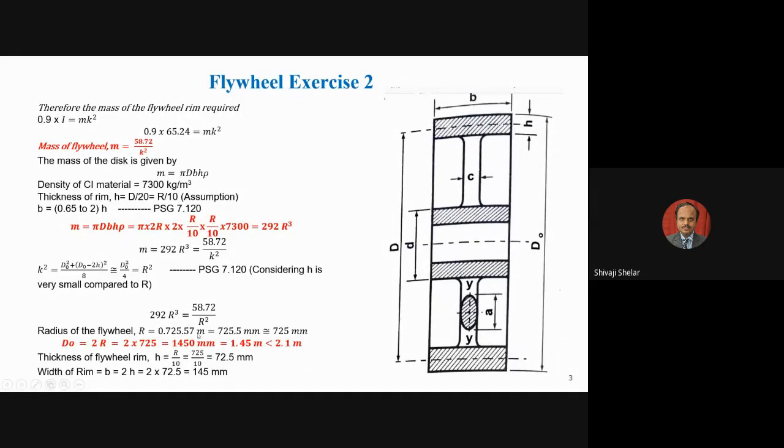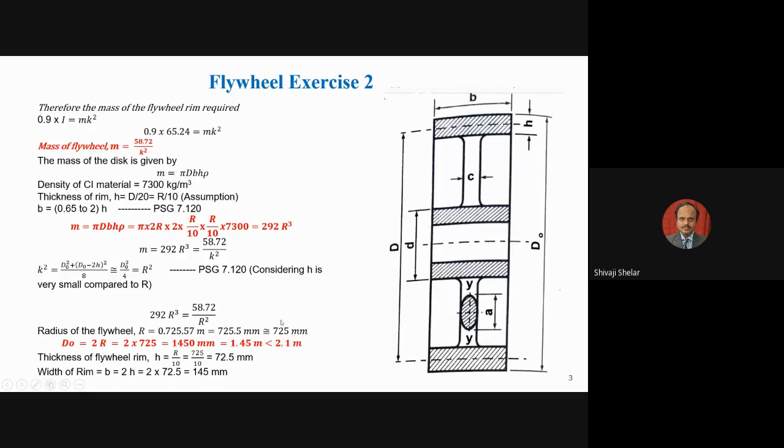If you take r square on this side, it will become r raised to 5, and it will come down as 58.72 upon 292. Let's take the fifth root of this calculation. So we get the radius of the flywheel, which is equal to 0.725. It is 0.725 meter here, which is nothing but 725.5 millimeters. The approximate value we can take is 725 mm. So your radius of the flywheel here is 725 mm.